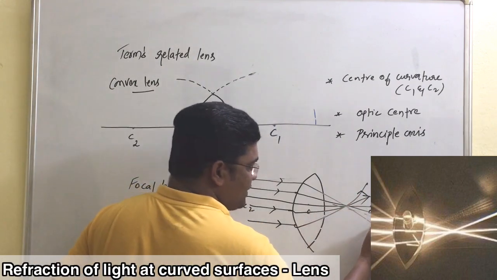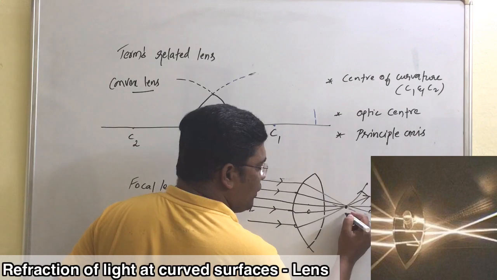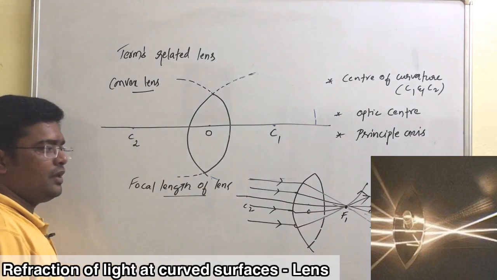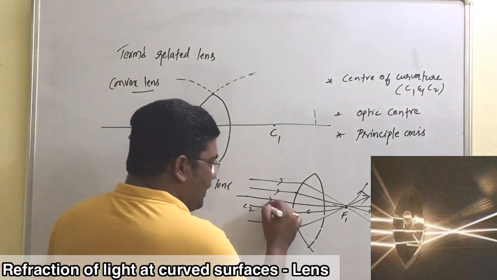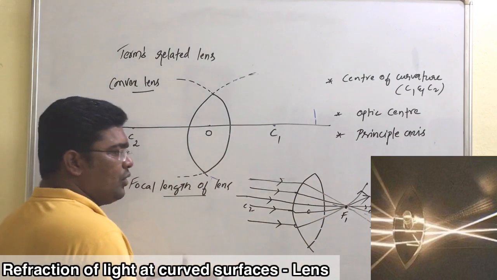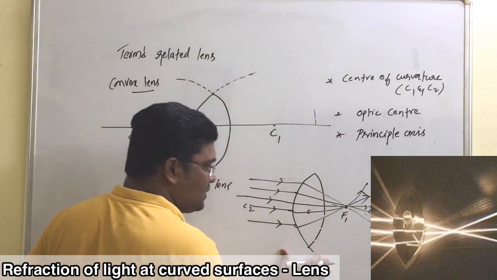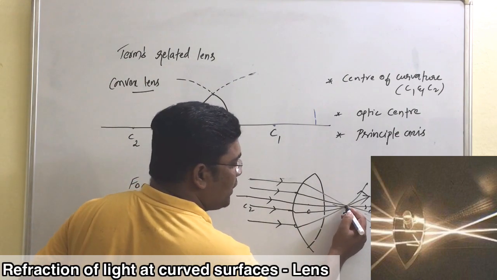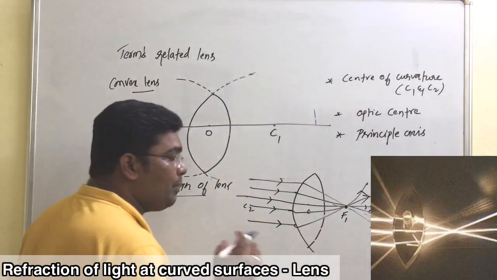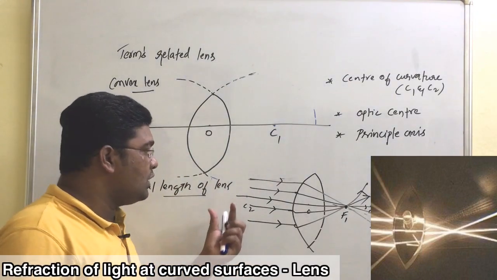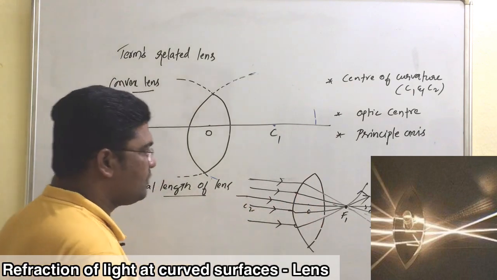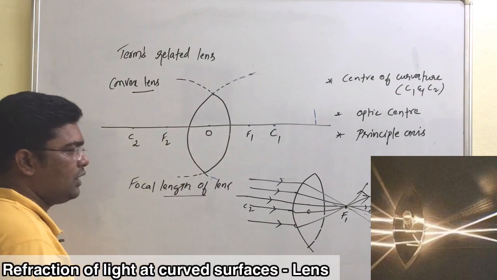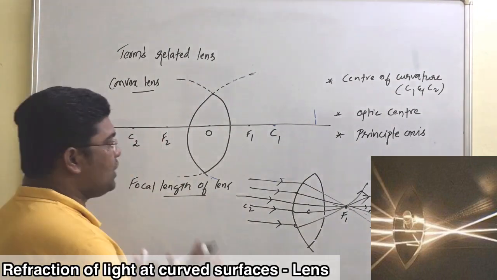All the refracted rays intersect at a particular point on the principal axis. That point we call the focus. When a set of parallel light rays are incident on a convex lens, all the parallel light rays after refraction intersect at a particular point on the principal axis. That point of convergence we call the focus of the convex lens. So here it becomes focus F1 and here it becomes focus F2. Is it clear?